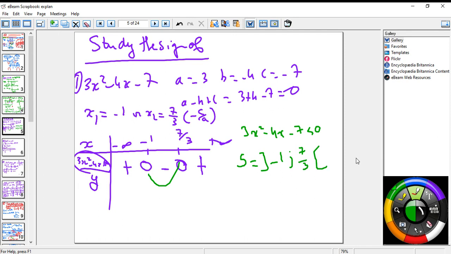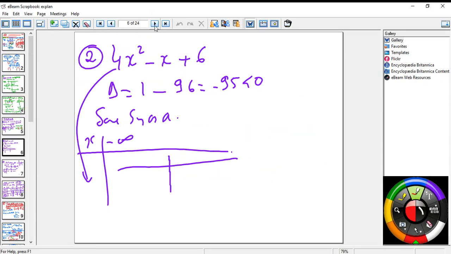I open it and it's not equal here. If I had equal to 0, I would close it like this. And if I had the solutions positive, it would be minus infinity to minus 1, union 7 over 3 to plus infinity. We'll see it later.